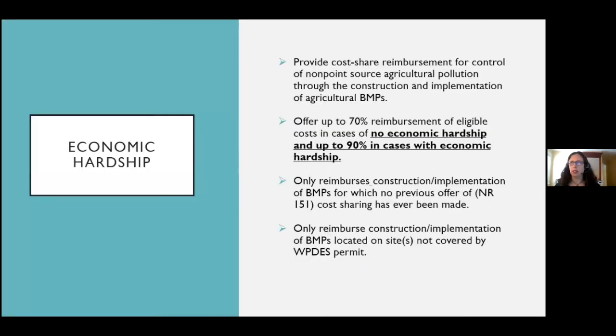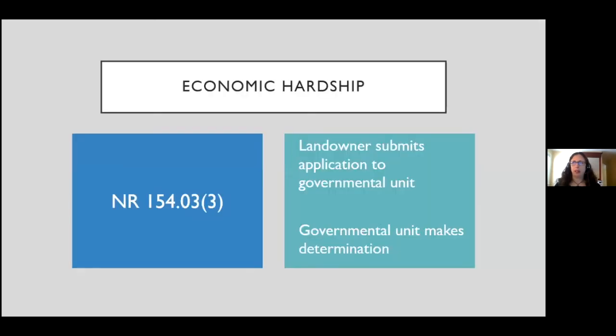So another thing that's the same for all TRM grants is that a higher cost share rate is available in cases of economic hardship. So I'm going to go into a bit more detail about this. Let's walk through the economic hardship criteria, which is established in State Rule NR 154.03. In order for a landowner to meet the economic hardship criteria and qualify for the higher cost share rate, they must submit an application to the governmental unit, and the governmental unit makes the determination of economic hardship.